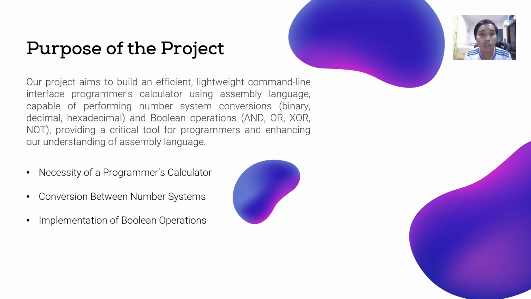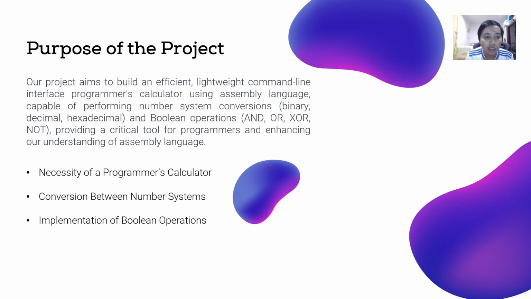Here are some of the purposes of the project, which is the necessity of a programmer's calculator. Programmers frequently work with different number systems such as binary, decimal, and hexadecimal. Converting between these number systems manually can be time-consuming and error-prone. A programmer's calculator simplifies this process by providing built-in functions or algorithms that can convert numbers accurately and efficiently. It can eliminate the need for manual calculations, saving time and reducing the risk of errors.